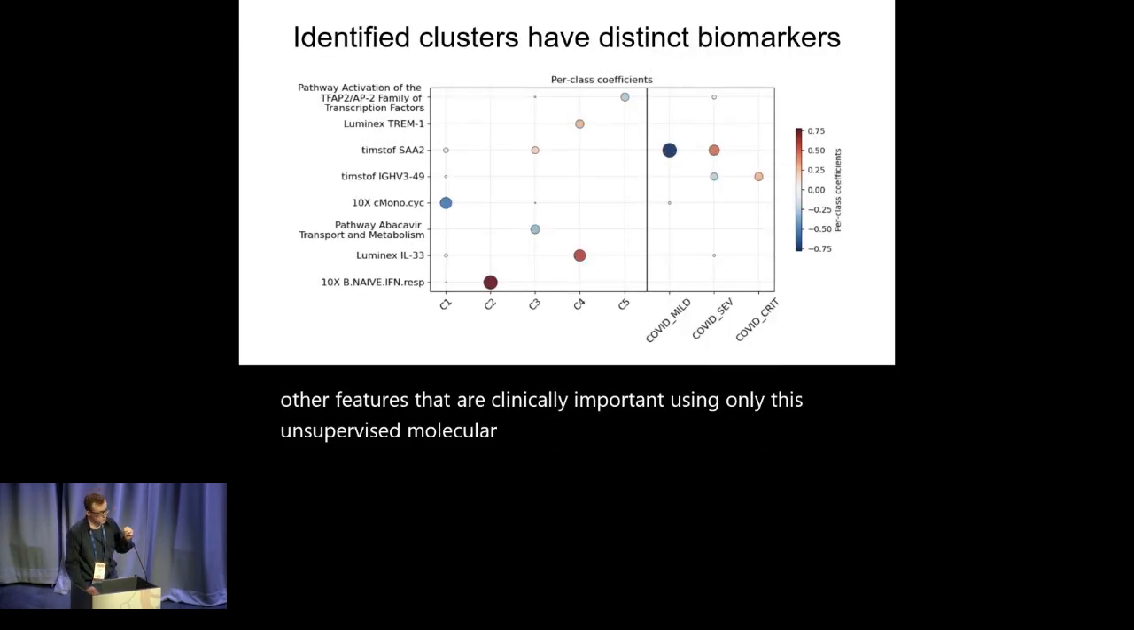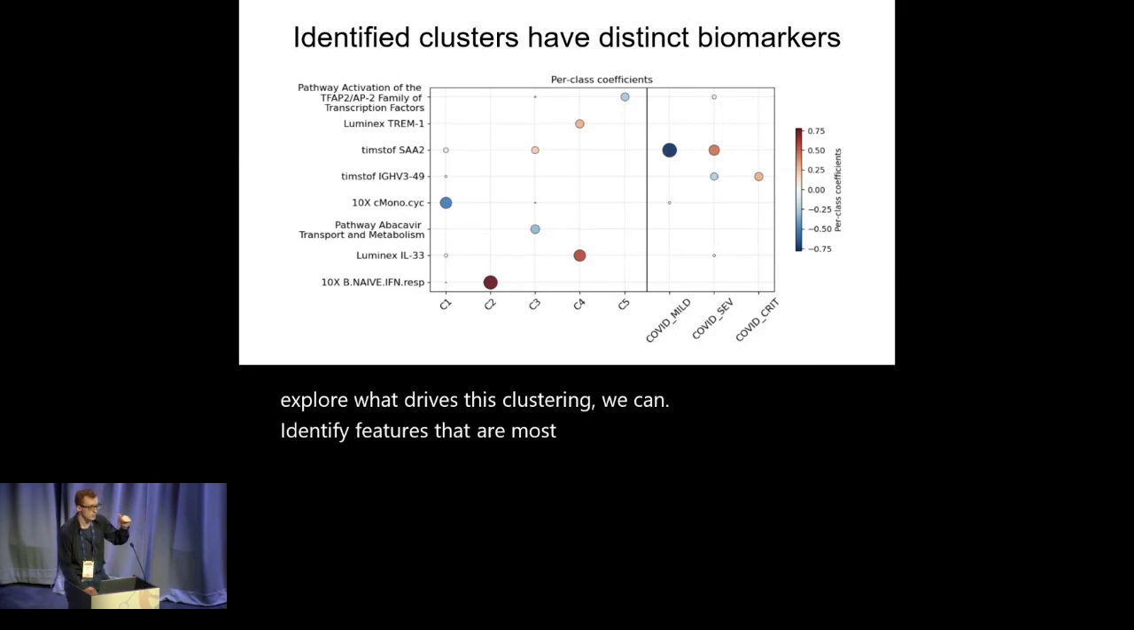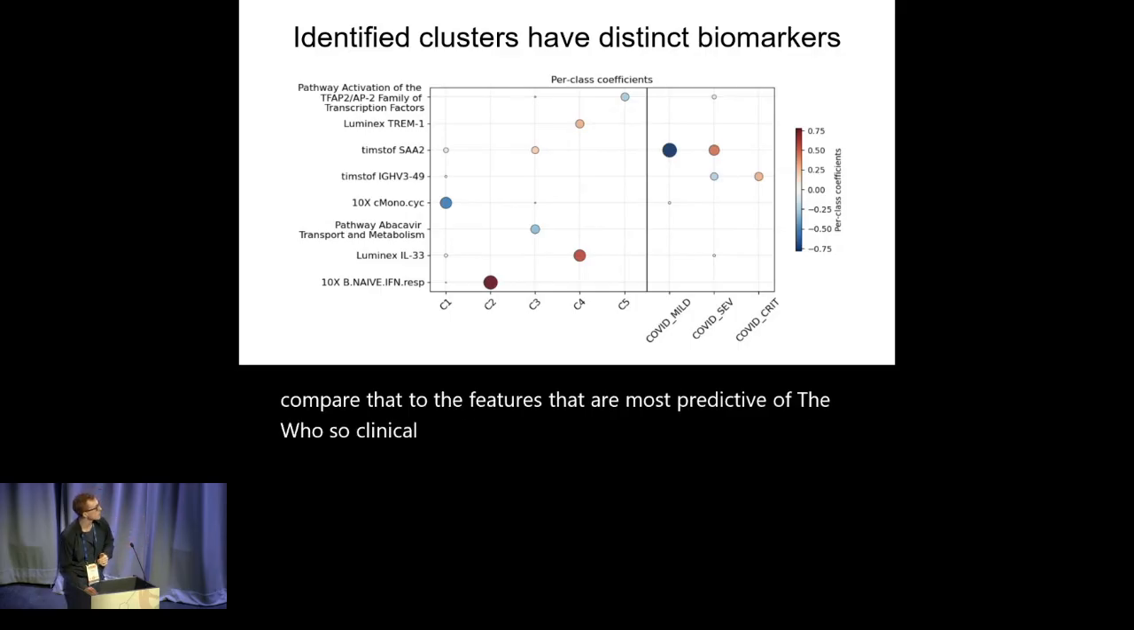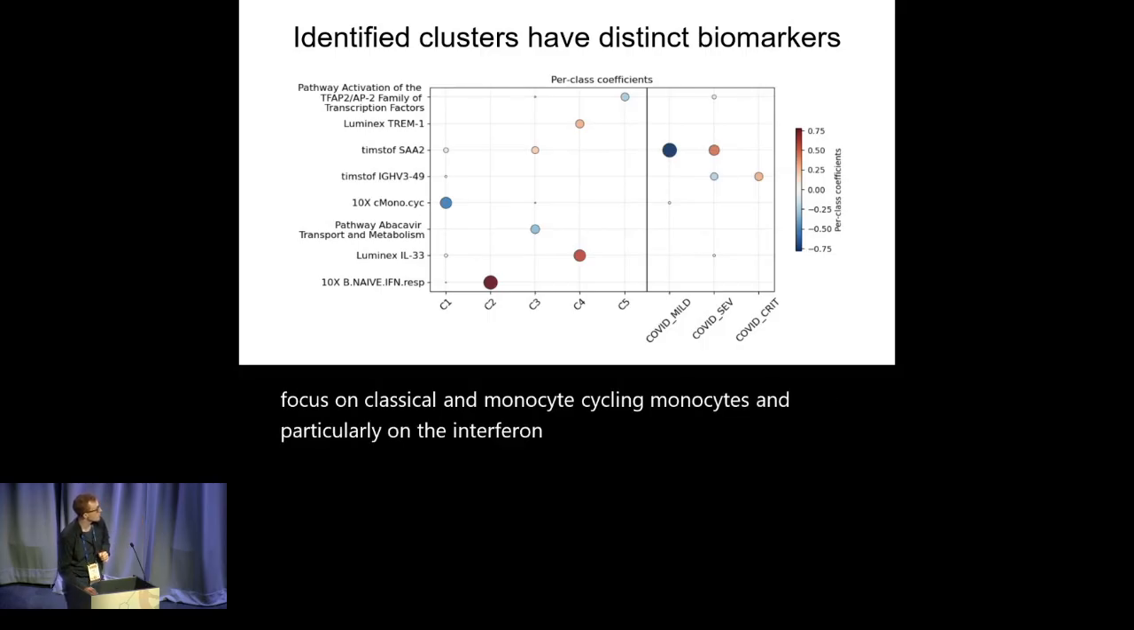And when we then explore what drives this clustering, we can identify features that are most predictive of our clusters and compare that to the features that are most predictive of the WHO, so clinical standard-based clusters. And we see that we focus on classical monocytes, cycling monocytes, and particularly on the interferon response B-naive cells.